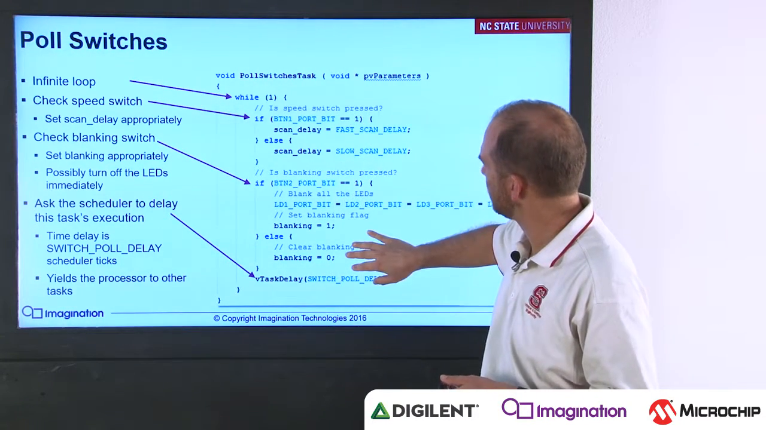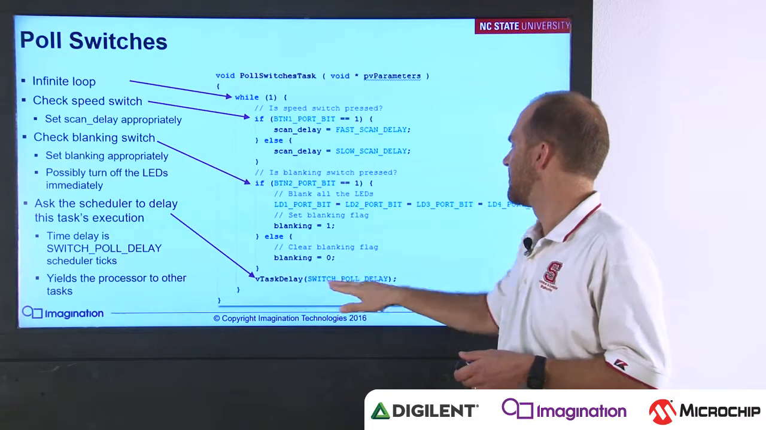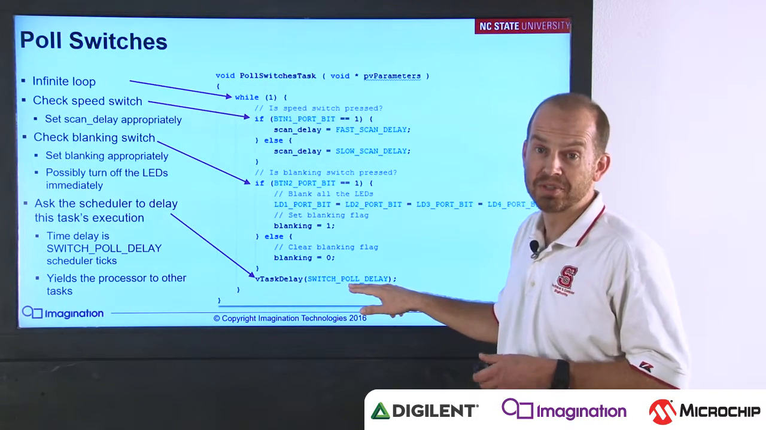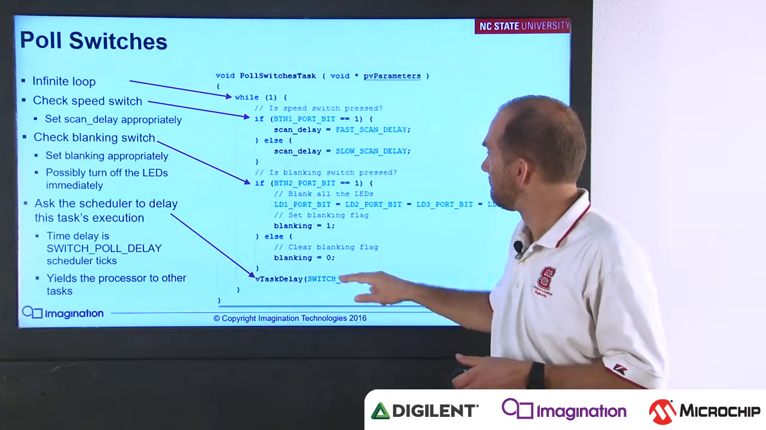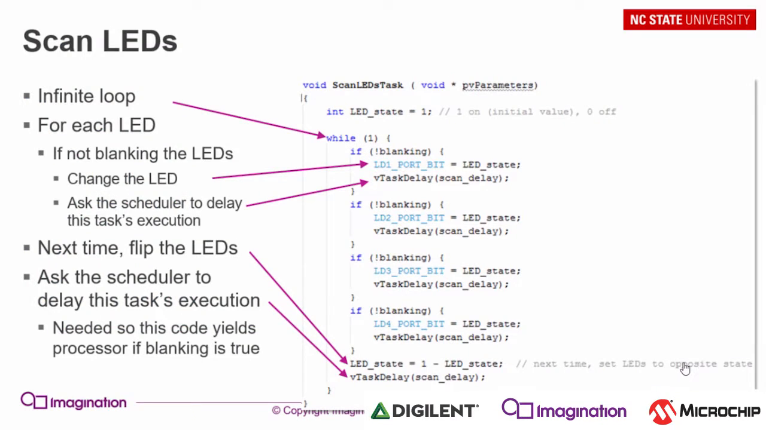Here's polling switches. We check to see if the switches are pressed. We update the variables, and then we call this vTaskDelay function that waits for some time until it's time to read the switches again. The scan LEDs function looks like this.